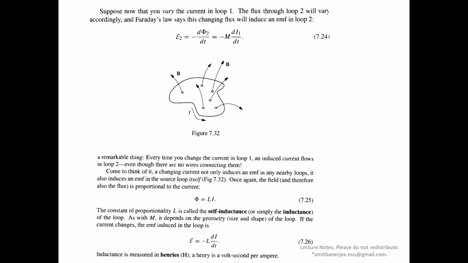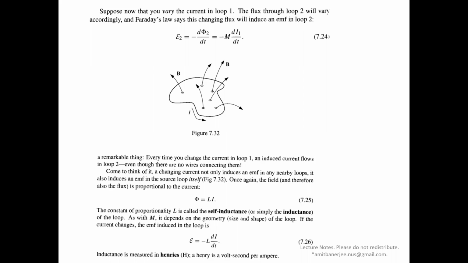So we have the EMF in loop 2 equals the variation of the flux with time. And from the earlier equation, we can understand that this would be M dI1 by dt. From this we can also conclude that every time you change the current in loop 1, an induced current flows in loop 2, even though there is no wire connecting them. That's because of induction.